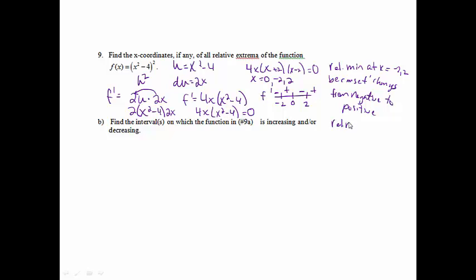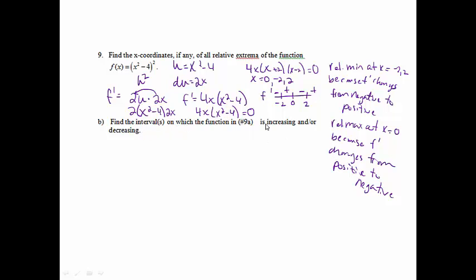And then if I looked for relative maxes, that's going to happen just at x equals 0. And that's going to be because f prime changes from positive to negative. So the function is going up and then going back down, which creates a maximum.